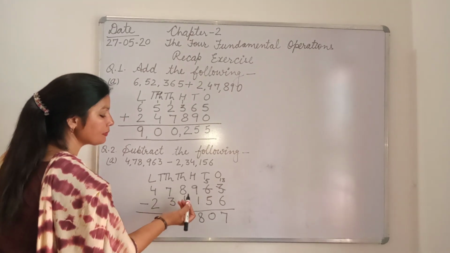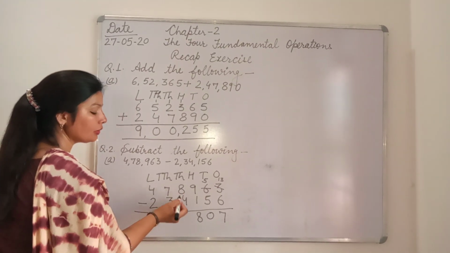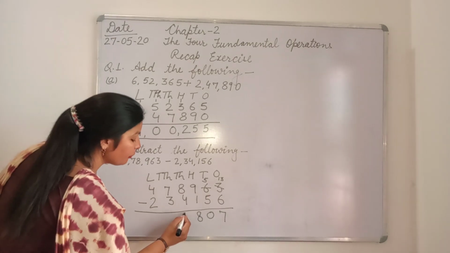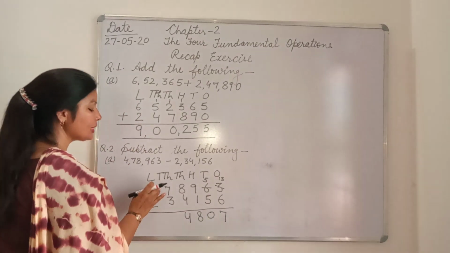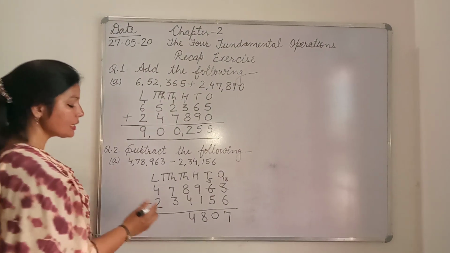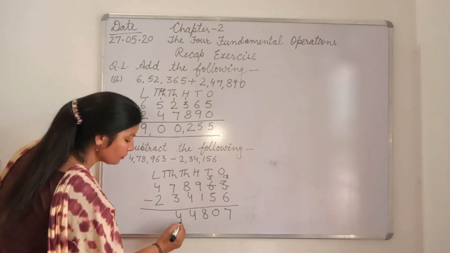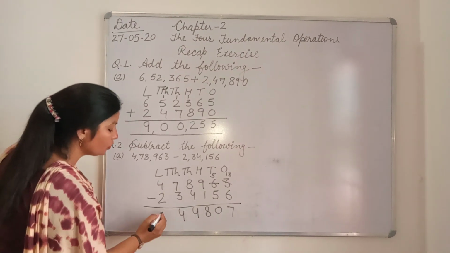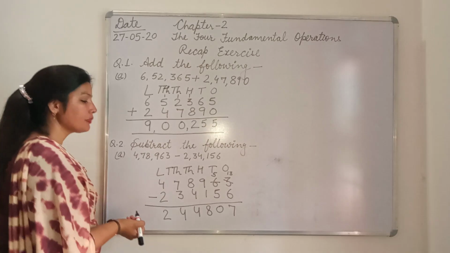Now 8 minus 4. From 8 you can subtract 4. So 8 minus 4 is 4. Now 7 minus 3. 7 minus 3 is 4. Then 4 minus 2, 2. So like this we can subtract.